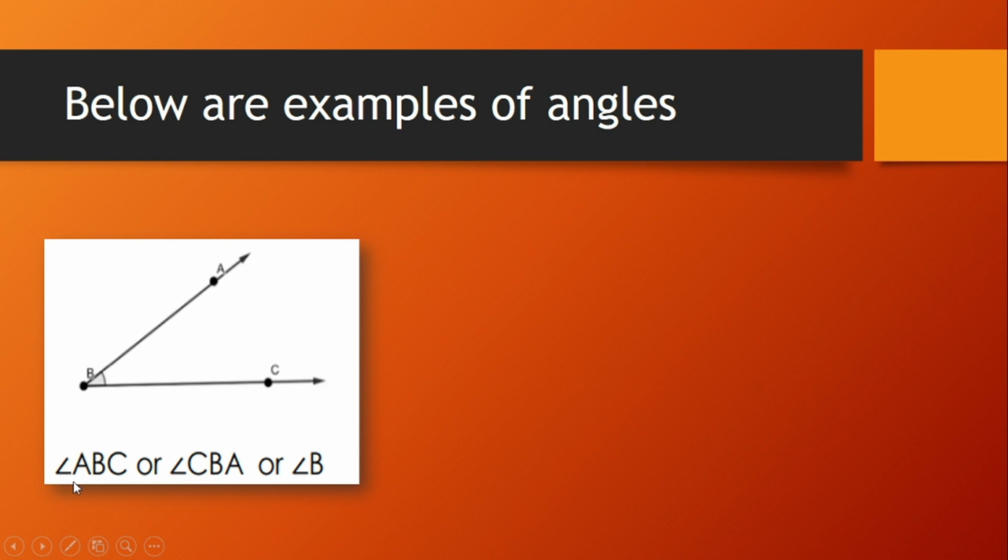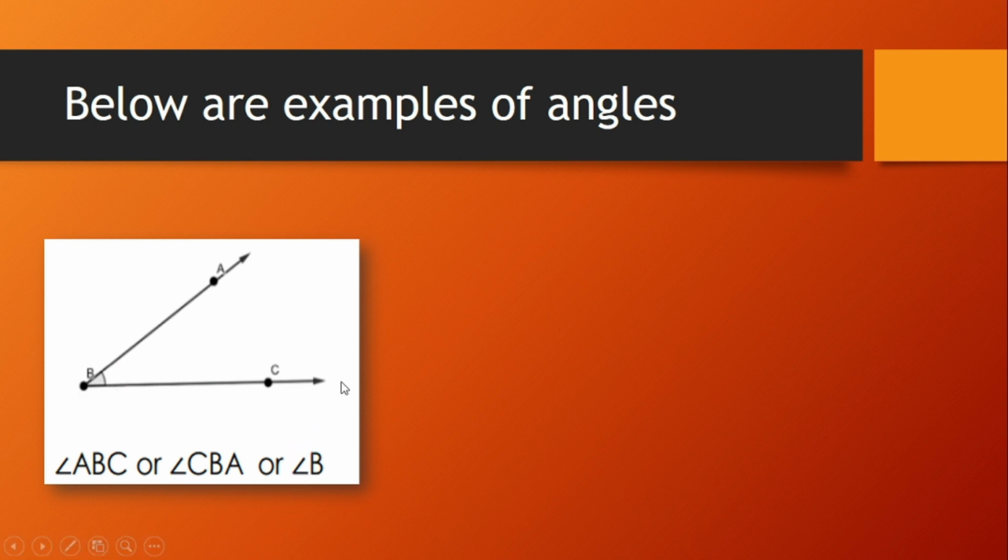Or, we can also name it angle CBA. Okay? It cannot be angle ACB. So, that's not the given angle. So, we always have the vertex in the middle. You will notice that B is always in the middle, our vertex. And then, we can name this as angle B. Simply as angle B.